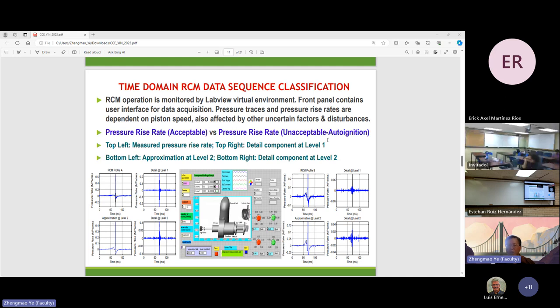We have the unacceptable pressure rise rate located on the right, which is related to a certain phenomenon we call auto-ignition. For both results, the measured pressure rise rate is shown on the top left. The detail component at level one is shown on the top right, the approximation at level two is shown on the bottom left, and the detail component at level two is shown on the bottom right. Then we can make a comparison between acceptable and unacceptable cases.